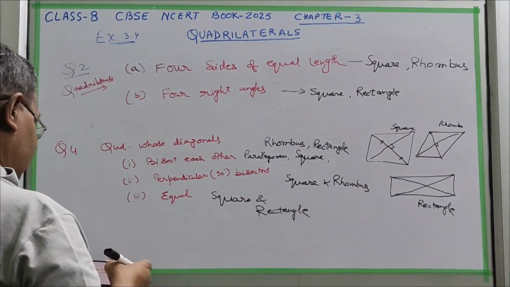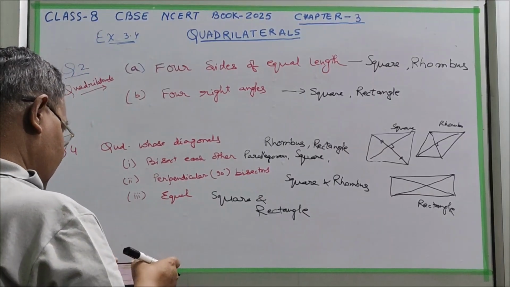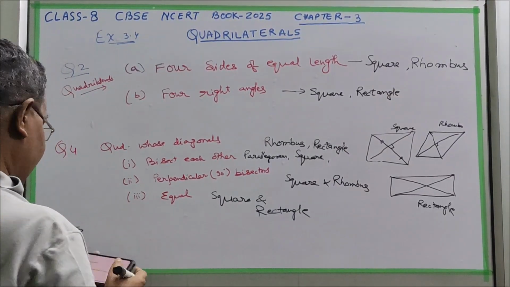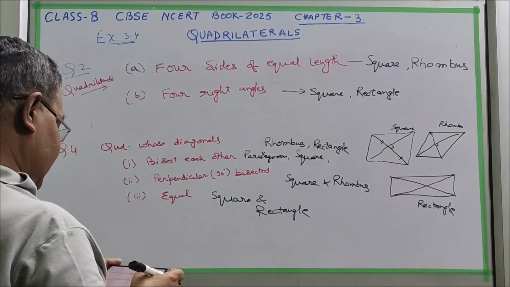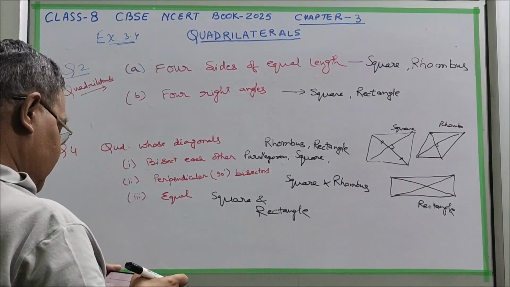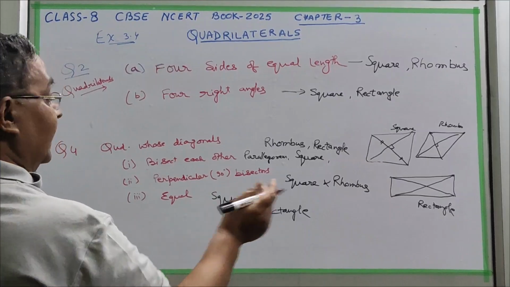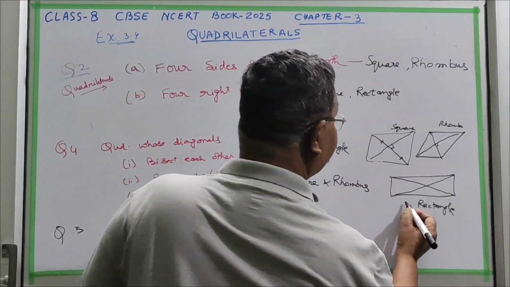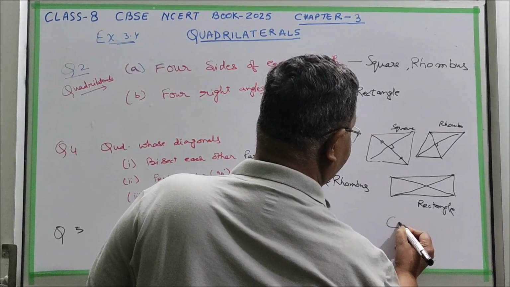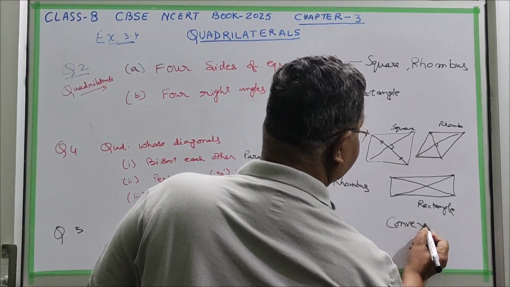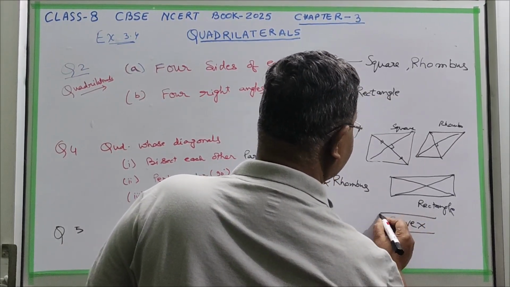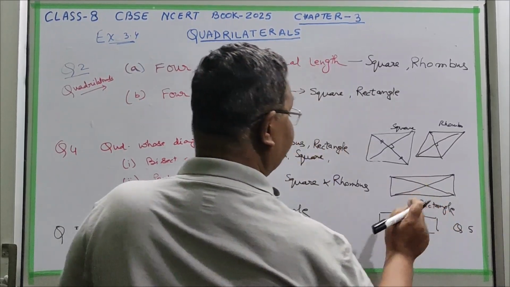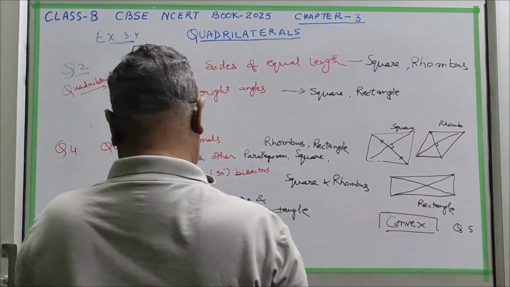Question number 4 is over. Question number 5. They are asking to explain that a rectangle is convex. You have to prove that this rectangle is convex.